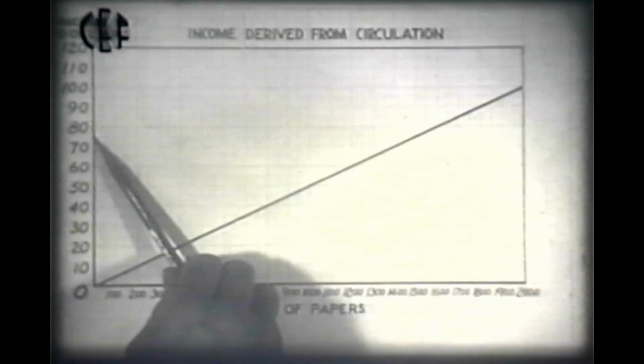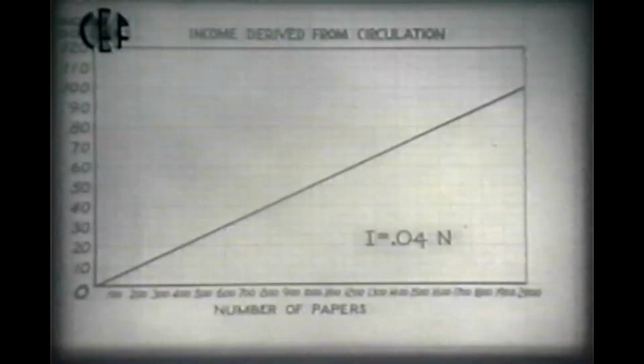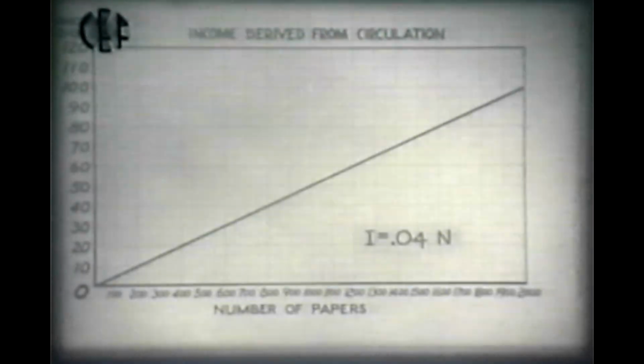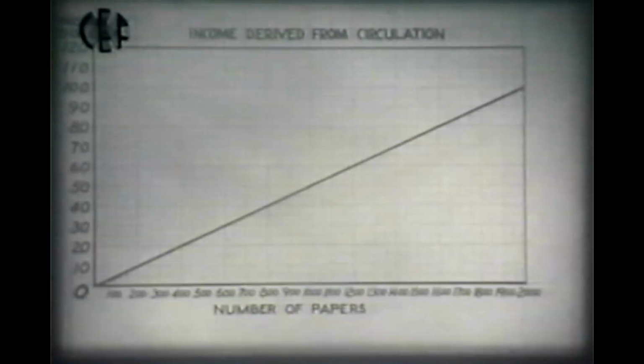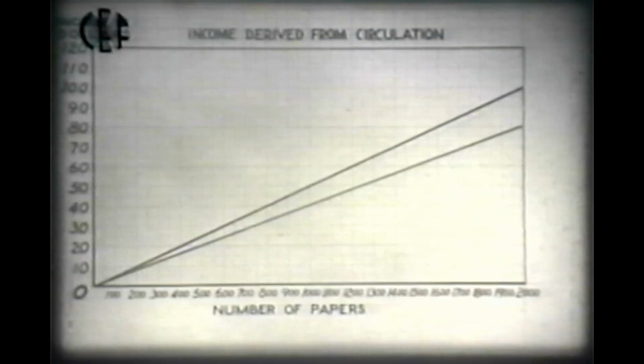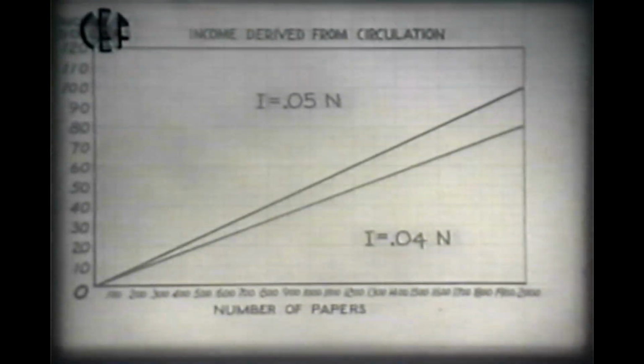the answer, $75. Then they decided to go one step farther and graph the equation using the old price of 4 cents. By substituting values for n and I, and following the same method of plotting the points, they got this line for I equals 400th n. Now they could easily compare the income from a 4-cent paper and a 5-cent paper for any circulation figure.